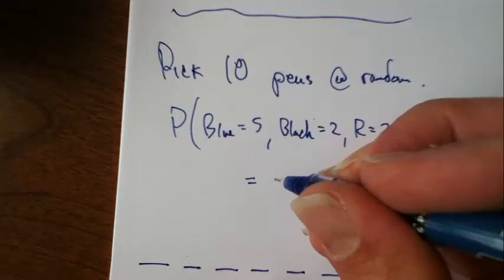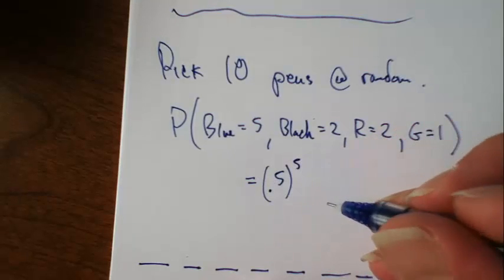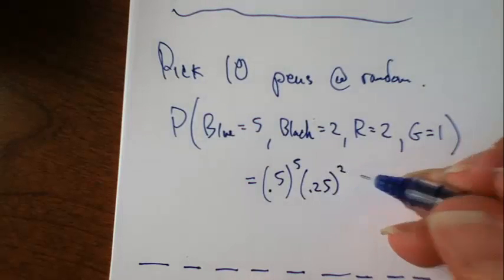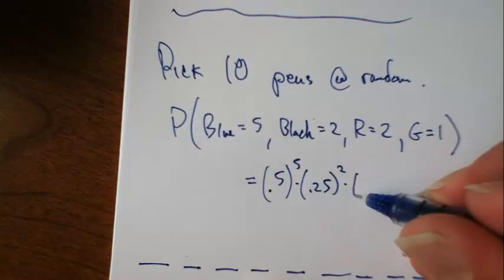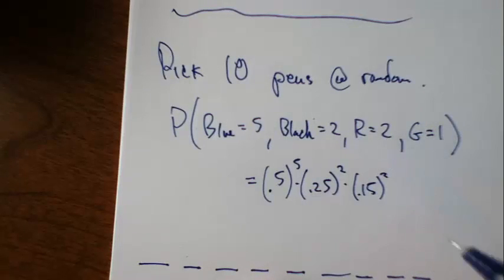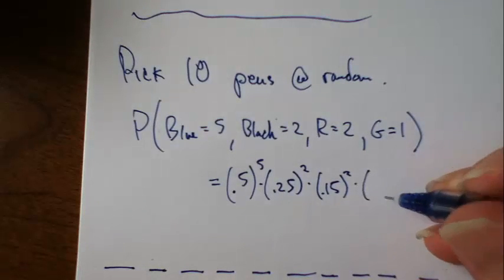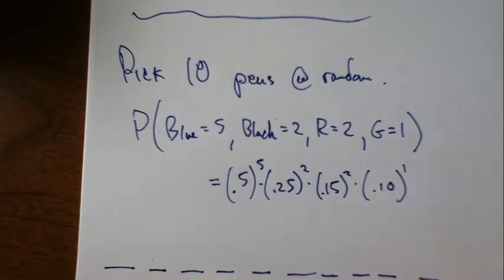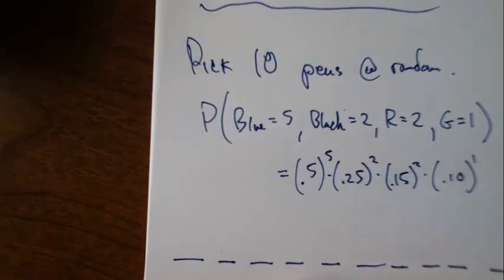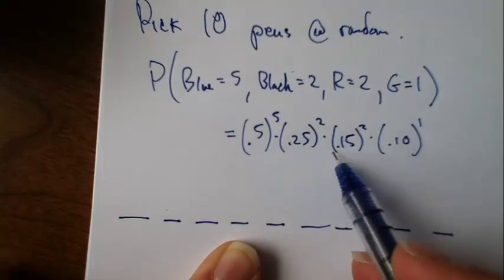That's just going to be the chance of getting a blue pen raised to the 5th power, right? And then the chance of getting a black pen, which is 25%, raised to the 2nd. And then the chance of getting a red pen, which is 15%, also raised to the 2nd, because I want the chance that I get 2 of those. And then times the chance that I get a green pen, 10%, raised to the 1st. And this is by independence, I think, right? By independence.